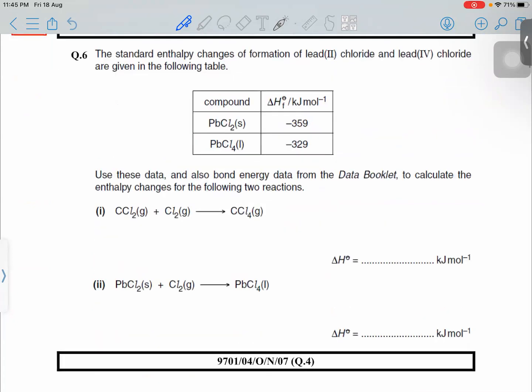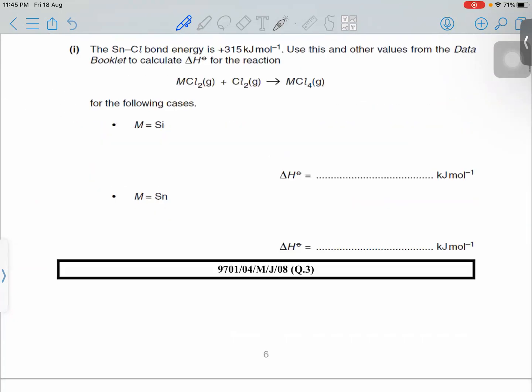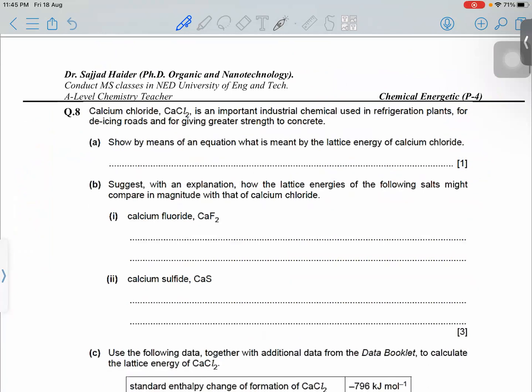Now next is question number 8. Can you tell me the lattice energy equation of calcium chloride? Ca2+ gaseous plus 2Cl- gaseous gives CaCl2 solid. Correct.